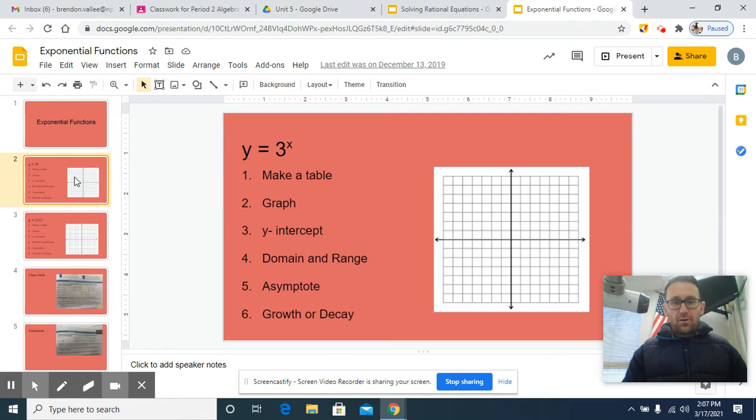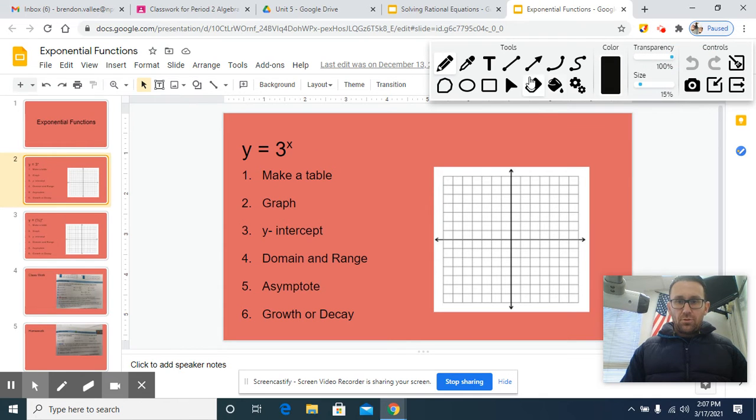Exponential functions. So we're going to just graph one together here. Just like most other things that we graph, make a table of values. And we're going to plug in numbers for x. So 3 to the 0 power, anything to the 0 power is 1. So I have 0, comma 1.